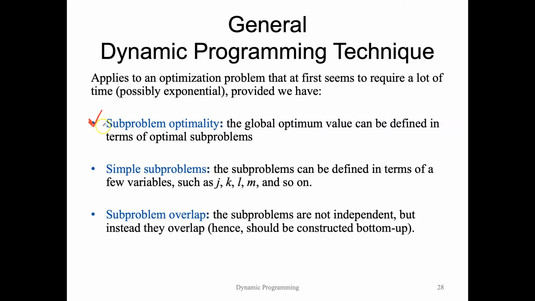And more so, the subproblems we define are simple, meaning that we can use just a few variables in order to describe them. So we use i and j to describe a subproblem in the previous example. And also, even though we might have a lot of subproblems, they're overlapping. They're not independent. And for that reason, we construct our solution bottom up, meaning we solve for smaller sized subproblems first, and then we use those solutions in order to give us solutions to our larger sized subproblems.